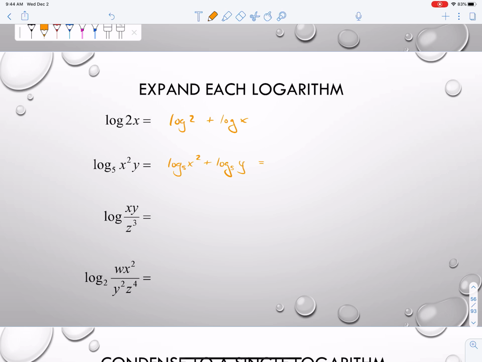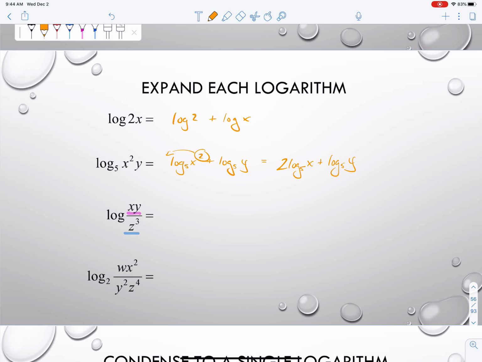And really, you could have done both steps at once. I want to still bring this exponent down as a coefficient. So we're going to have 2 log base 5 of x plus log base 5 of y. In number 3, all right, numerator, denominator. So when I split this and expand, we're going to have the following. We're going to have log of x plus log of y minus 3 log of z, if I do the double step there. Okay, and the last one will follow the same pattern.